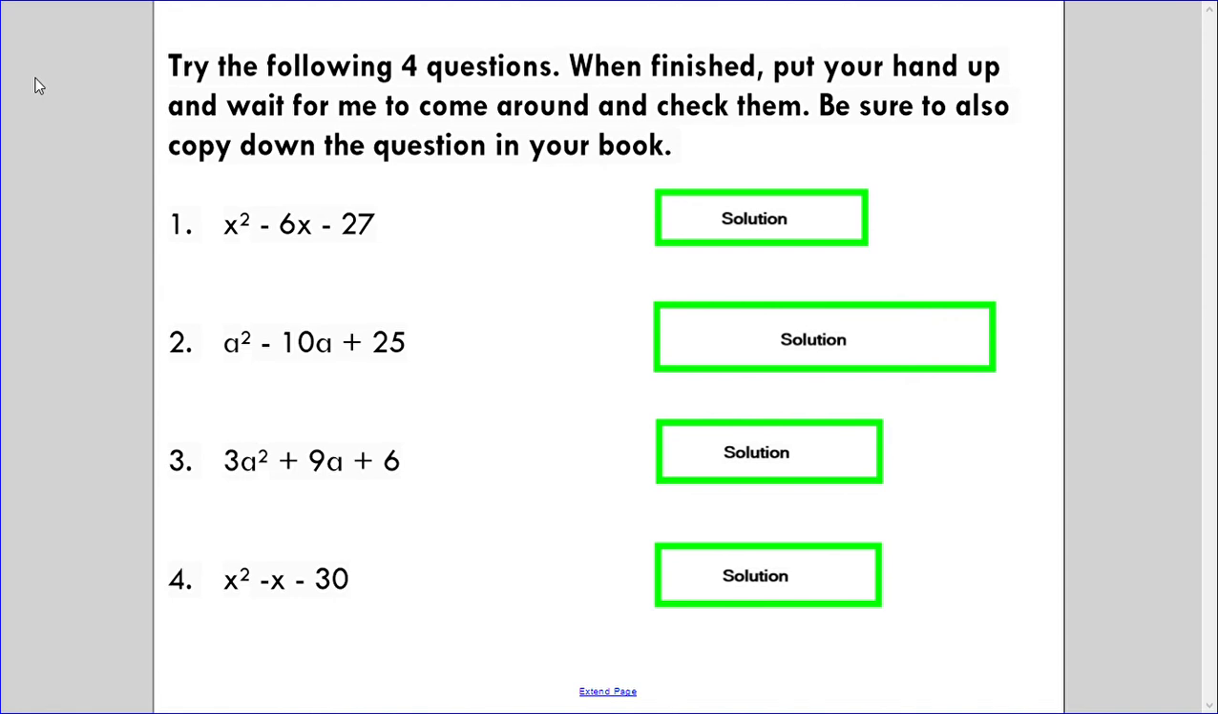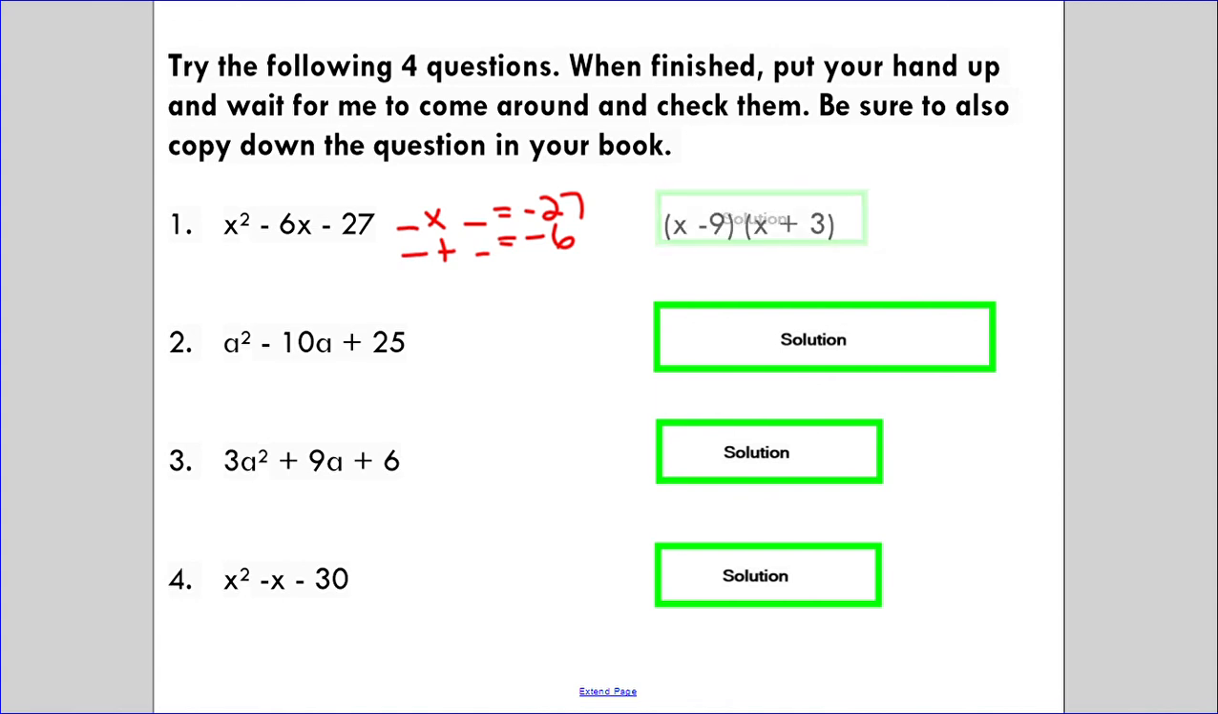Alright, so our first one, we have x squared minus 6x minus 27, and hopefully you're taking a look and seeing with 27 what two things can multiply to give you negative 27, and those same two numbers are going to add together to give you negative 6. And so when I think of my multiples of 27, 9 and 3 come to mind, which gives me x minus 9 and x plus 3.